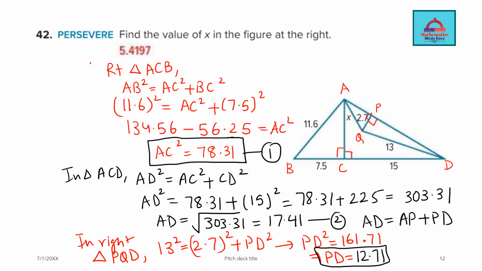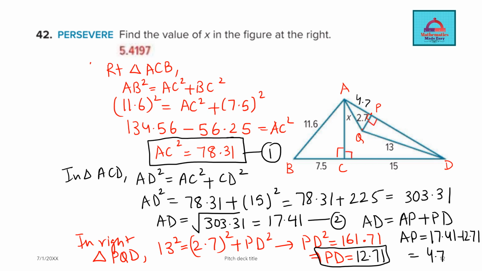So you have the value of PD, you have the value of AD. So can you calculate the value of AP? Yes, very much. Here AP is going to be 17.41 minus 12.71. I will subtract the two, 17.41 minus 12.71. So this comes out to be 4.7. Now you have got the value of AP. This is 4.7. Already you have the value of PQ.